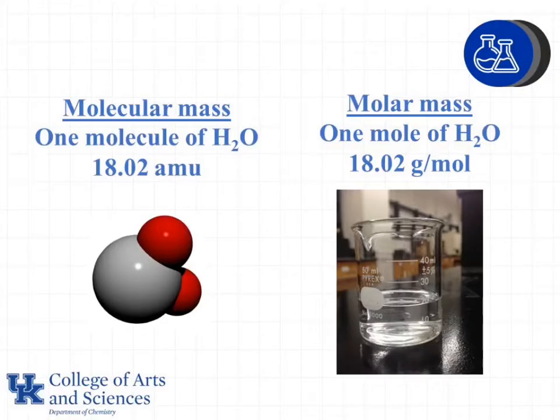Molar mass is looking at 1 mole of water molecules, so we have 6.022 times 10 to the 23rd water molecules, which has a molar mass of 18.02 grams per mole. Same number, different units, different meaning.